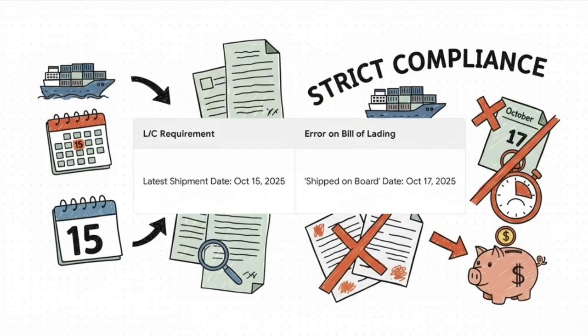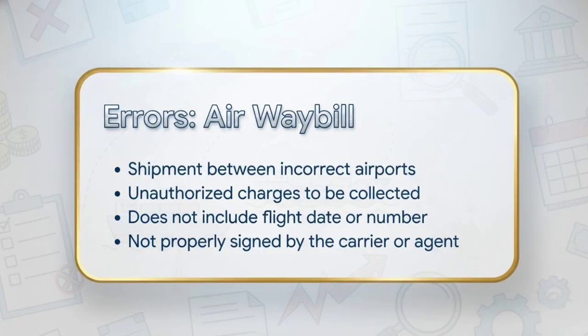This example couldn't be clearer. The letter of credit demanded that the latest possible shipment date was October 15th. The bill of lading, which is the official proof, shows the shipped on board date as October 17th. This is an open and shut case. The deadline was missed, and the bank will reject the documents based on this alone, no other questions needed.